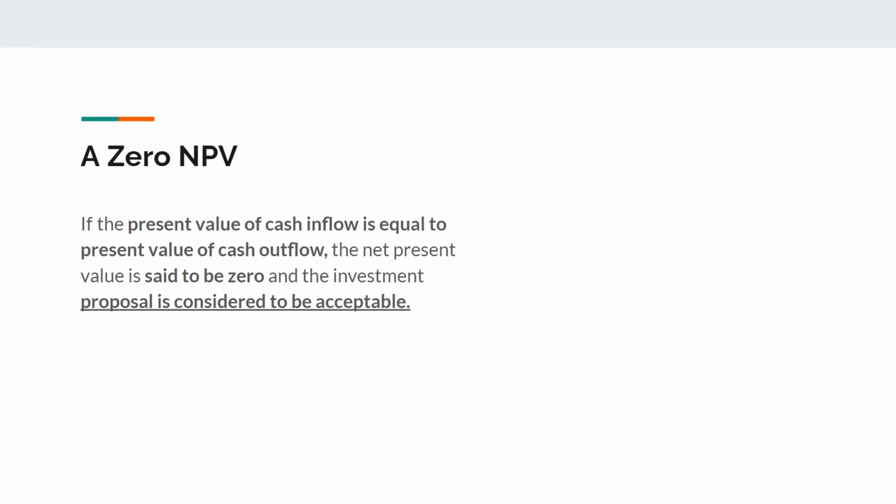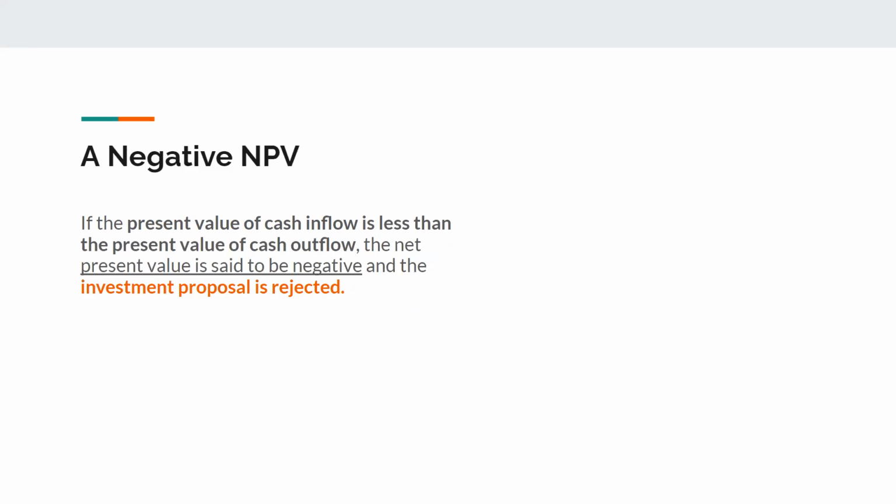The other type of NPV is a zero NPV, right? And this is where the present value of the cash inflows is equal to the present value of the cash outflows, right? So the net present value is zero. And we could also consider the proposal as being acceptable there, right? It just depends on management and what they want to do.